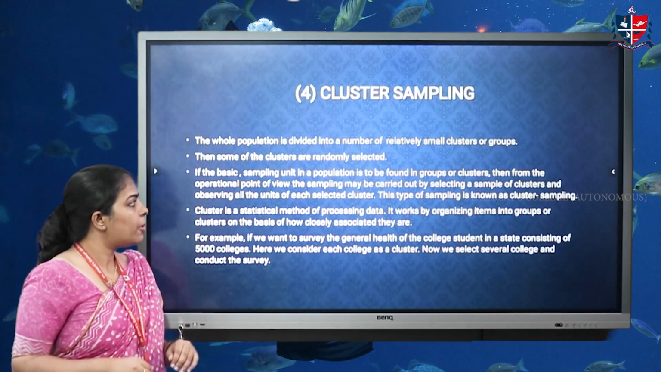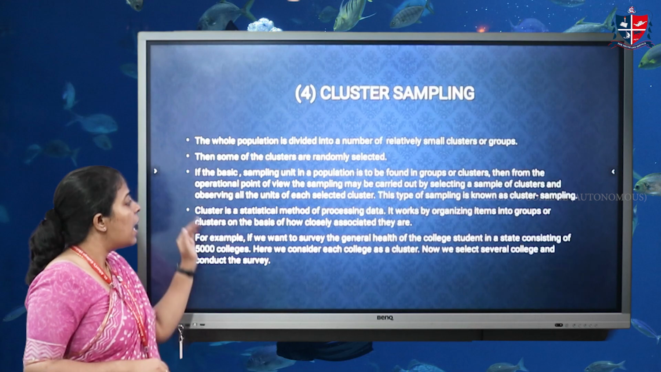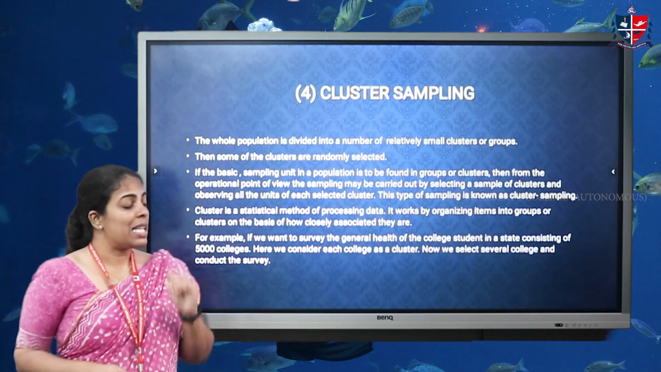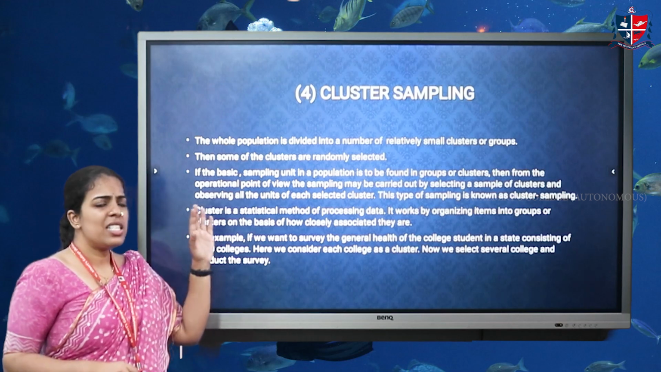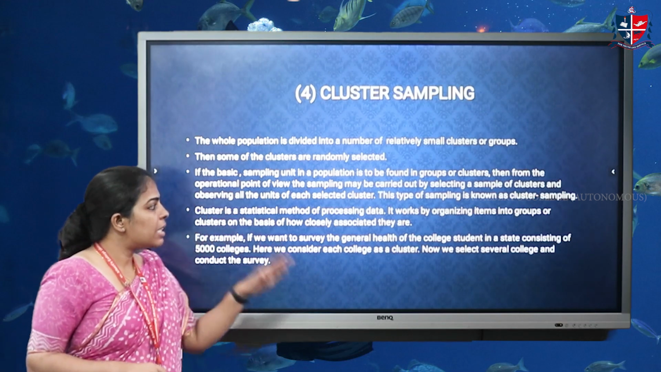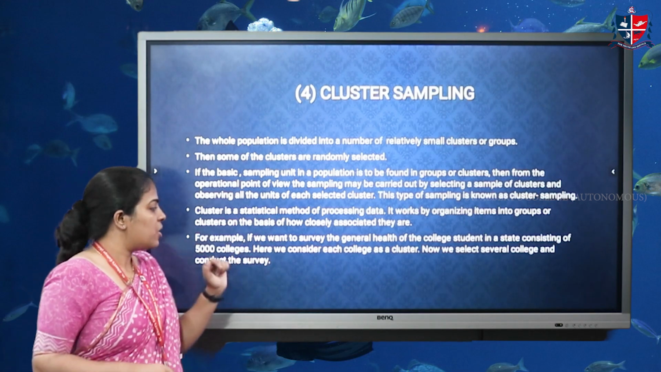Then from the operational point of view, the sampling may be carried out by selecting a sample of clusters and observing all the units of each selected cluster. This type of sampling is known as cluster sampling. Cluster sampling is typically applied from a statistical point of view, and it works by organizing items into groups or clusters on the basis of how closely things are arranged.